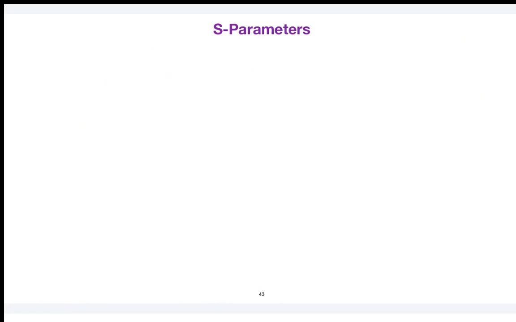Now, there are very important points which you need to remember about the S parameters. Before that, first we will discuss what is S11 and the others. For that, let me write the equations again. Let me call first S11. How to define S11 in this case? S11 is B1 by A1, provided A2 is 0.